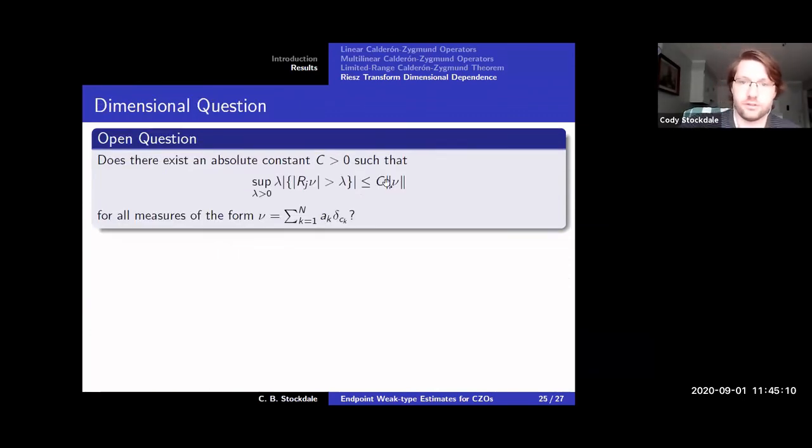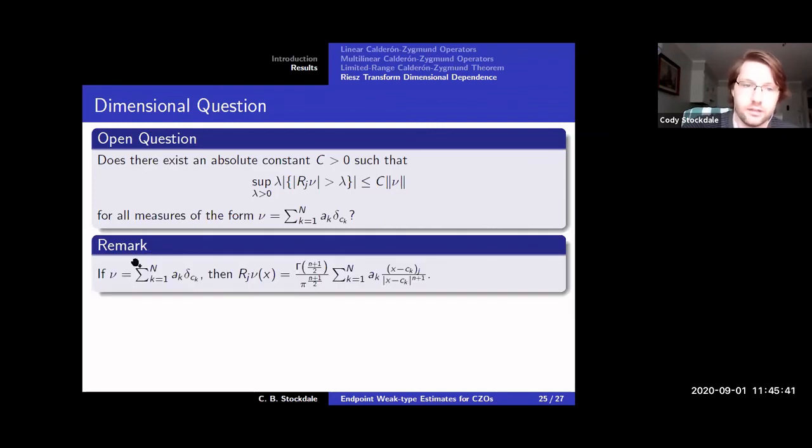But the question still exists: when you're looking at the linear combinations of Dirac masses, can that improve the constant with respect to the dimension n? So this is an open question that we're trying to attack. And we think that this shows promise because if you're looking at the Riesz transform applied to a function, it's kind of hard to get your hands on that. But when you're looking at the Riesz transform applied to one of these linear combinations of Dirac masses, that's going to be an explicit function. It's going to be an explicit rational function.